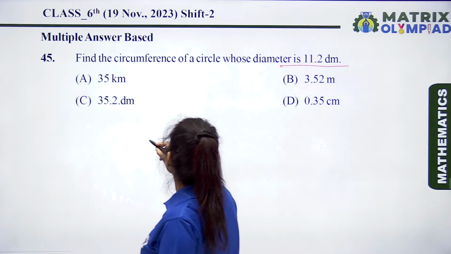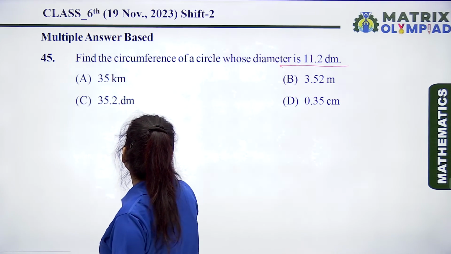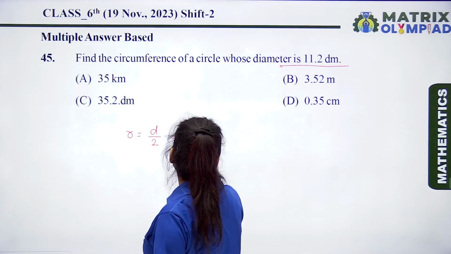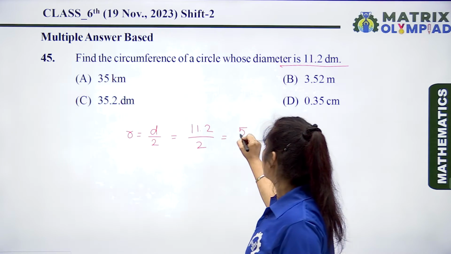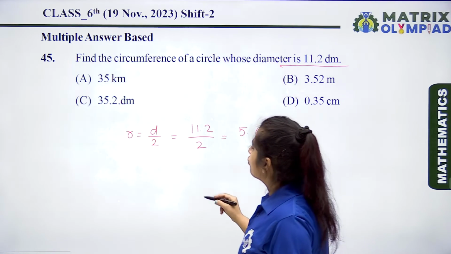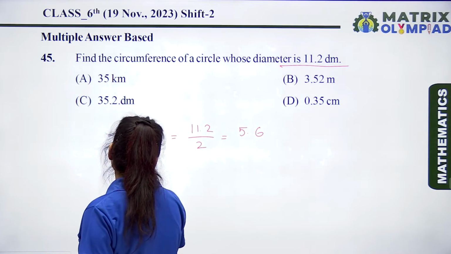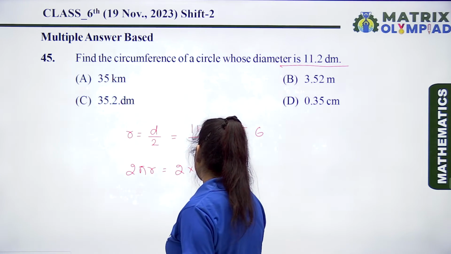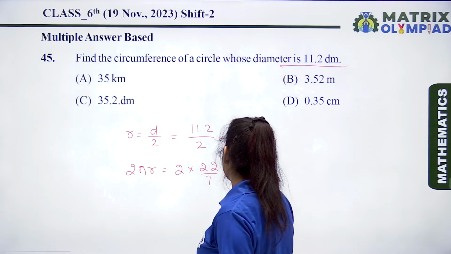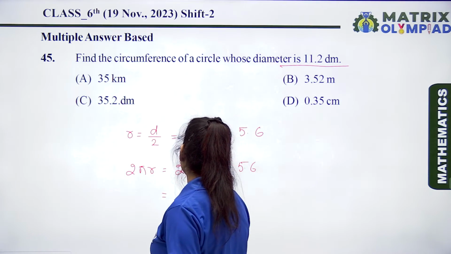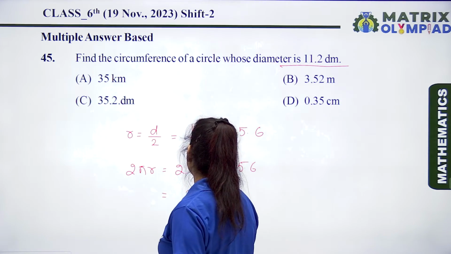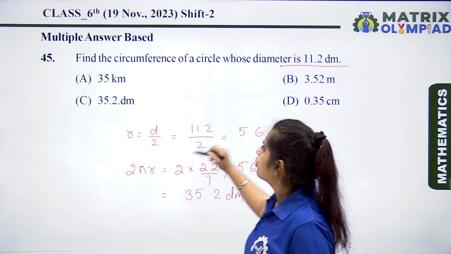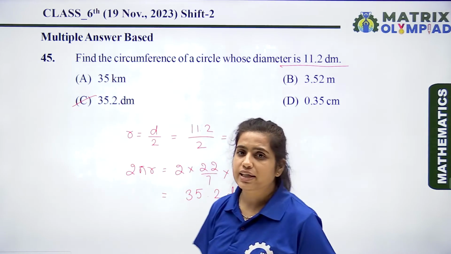So here diameter is given to us. So let's find out the radius. Radius is equal to diameter upon 2. That is equal to 11.2 upon 2, which gives us 5.6. So here to find out circumference, we have the 2 pi r formula. Here we are going to put the values. And after calculation, we get 35.2 dm, dm is decimeter. So here according to the option, we can say that option C is the correct answer.